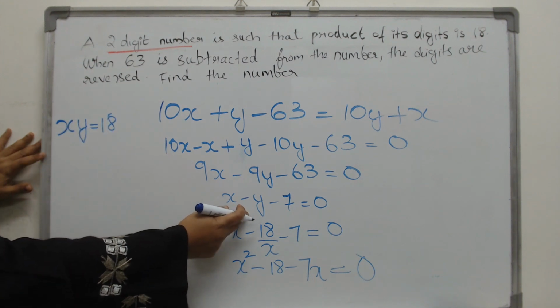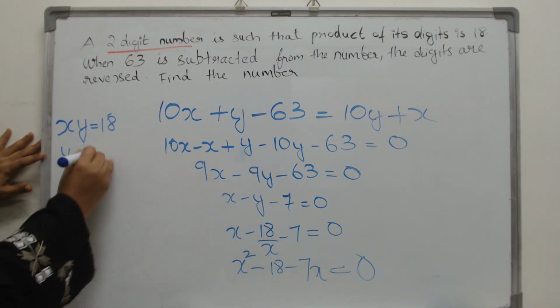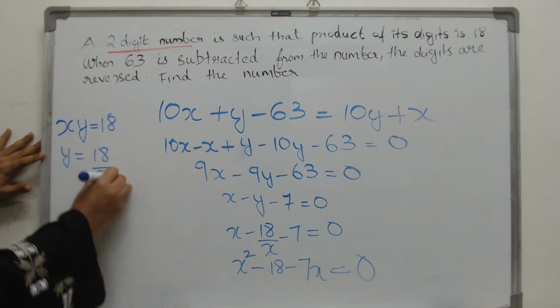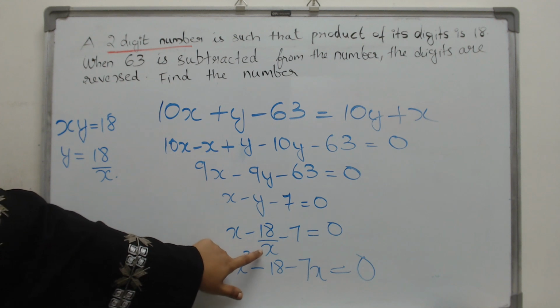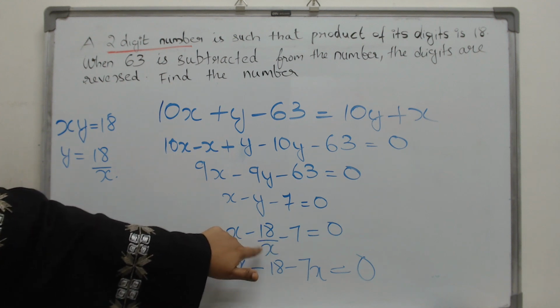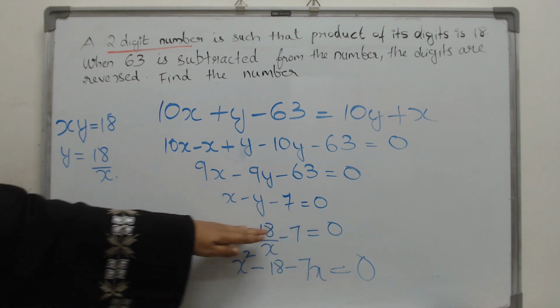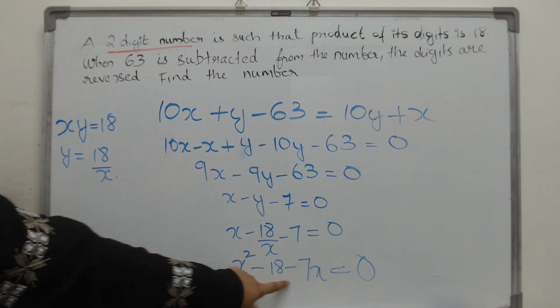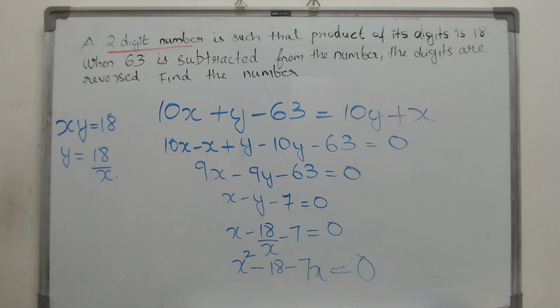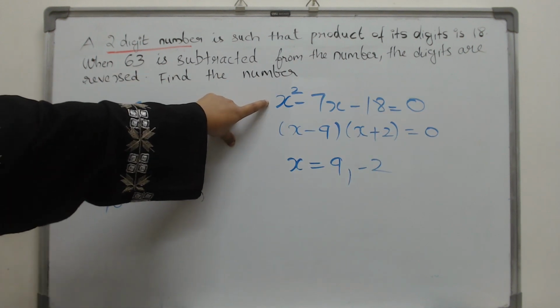So you have a y here. Instead of y, put 18 by x. There, I've just taken this down. So instead of y, put 18 by x. You have an x here. Now multiply throughout with x, then what do you get? You get such a quadratic equation. There you have your quadratic equation.